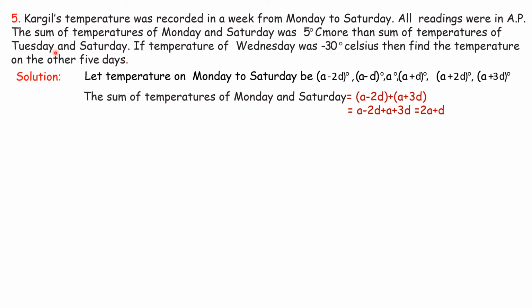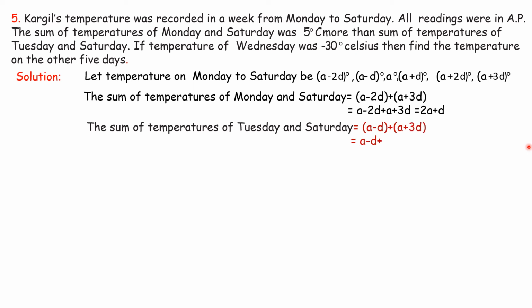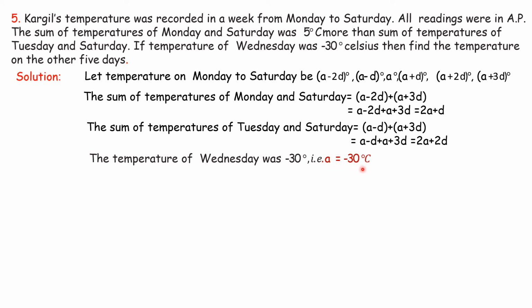Now, similarly, we find out the sum of temperature of Tuesday and Saturday. Means Tuesday a minus d plus a plus 3d, is equal to 2a plus 2d. Temperature on Wednesday is a. Temperature on Wednesday was minus 30 degrees, that is my a is equal to minus 30 degrees.